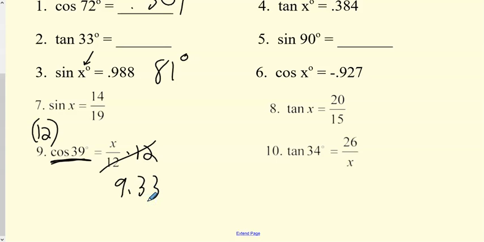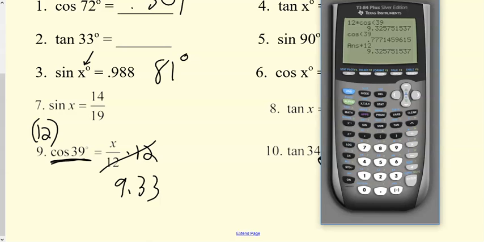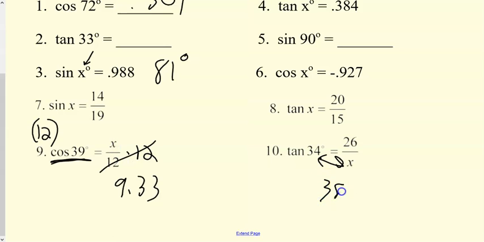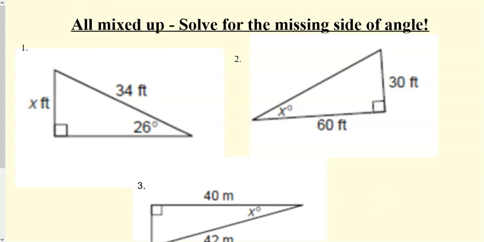Over here, if x is on the bottom, we can just switch these two. So we just type in our calculator 26 divided by tangent of 34. 38.55. And that's it. The rest of them you can do for practice if you like or when you need it.